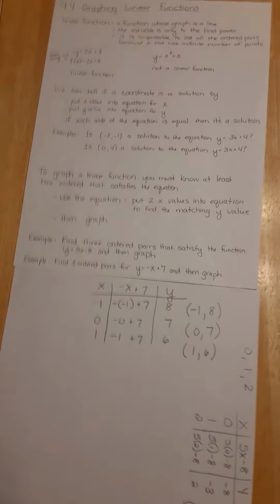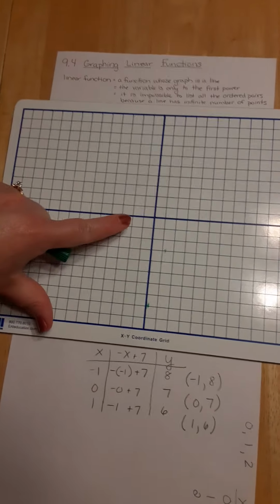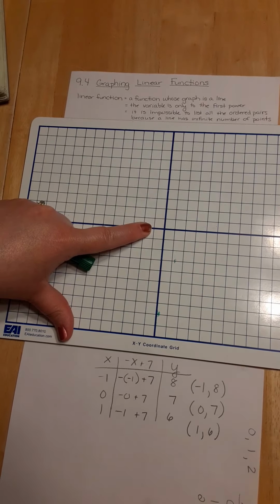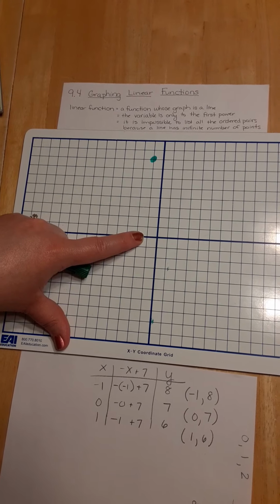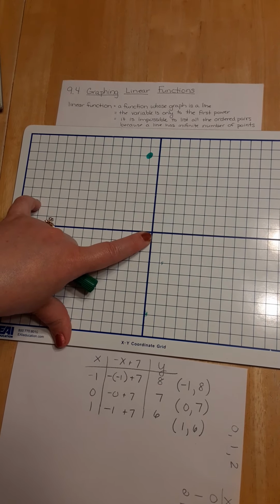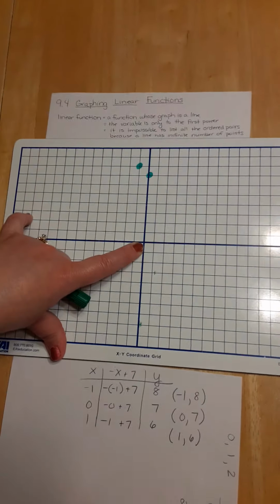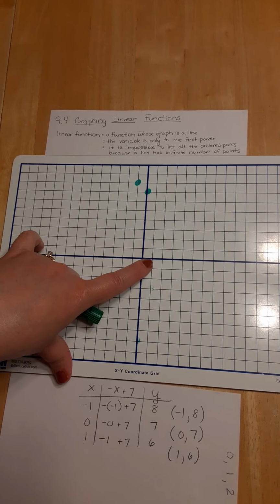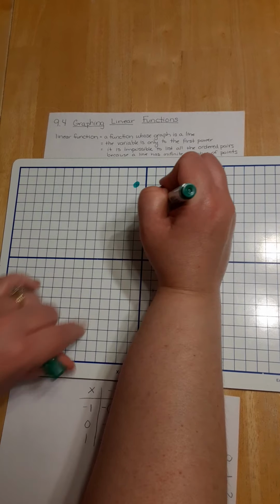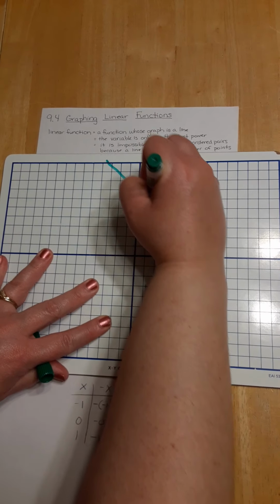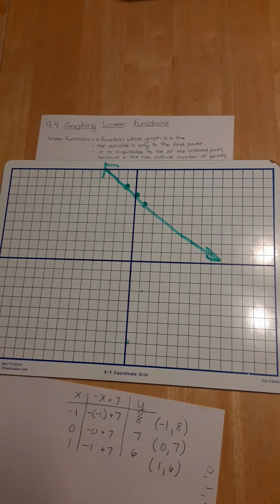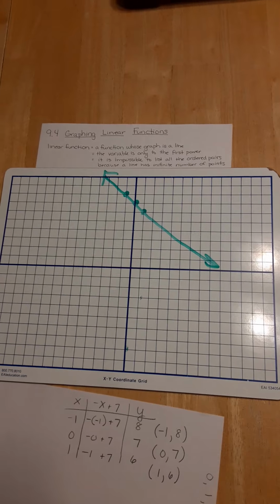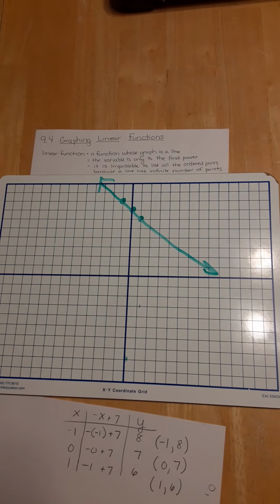And now I'm going to go ahead and graph this, where x is -1, and I am going to go up to where it is 8 and put my dot here. Then where x is 0, go up to 7 and put a dot there. And then where x is 1, put a dot for 6, and connect my 3 points. That's a little bit better there. And there is my linear function of y equals -x plus 7.